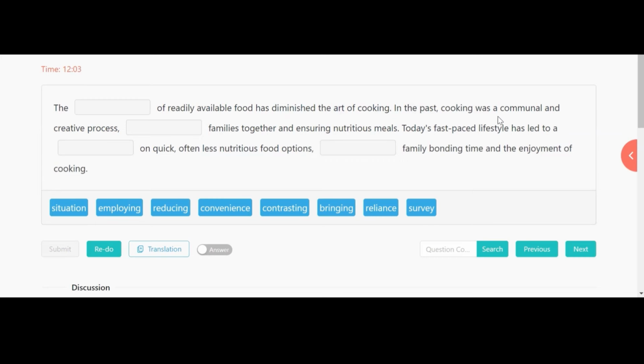In the past, cooking was a communal and creative process, dash families together and ensuring nutritious meals. Of course, it can't be situation families together, employing families together.